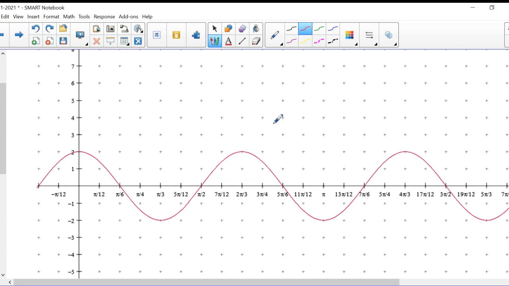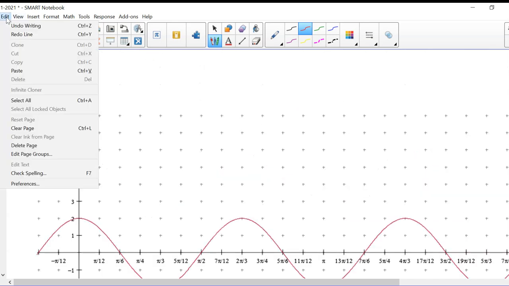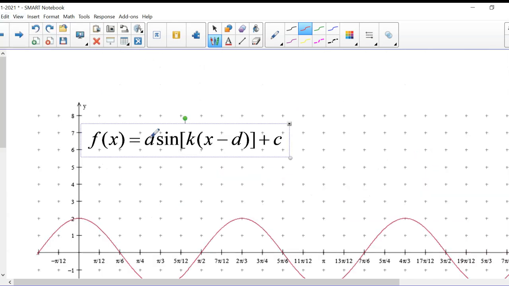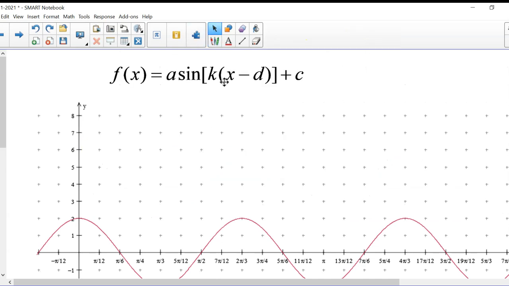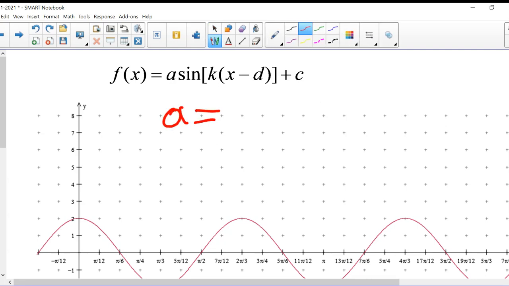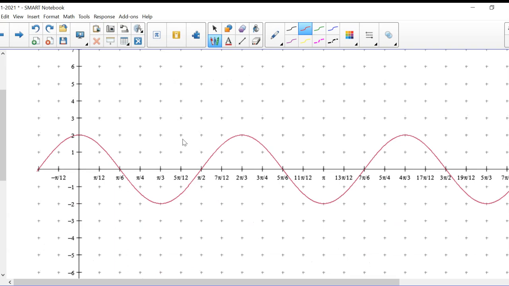I want you to look at that graph. And again, let me copy the thing on this page for you. This thing here. We need the A, we need the K, we need the D, we need the C, all of those things. Start off with the A, right? That's a good place to start. What would be a good A on this graph?